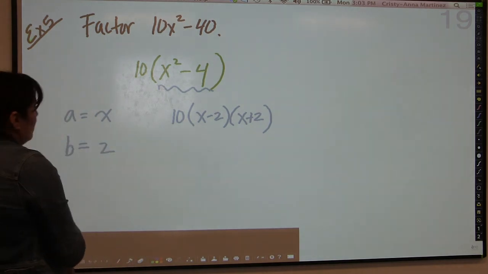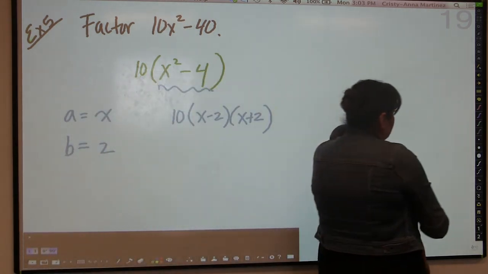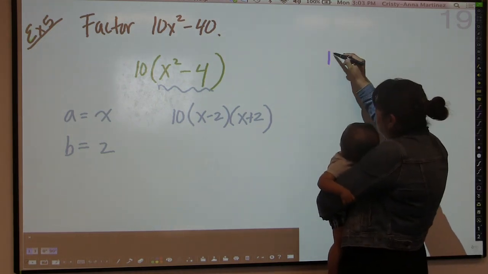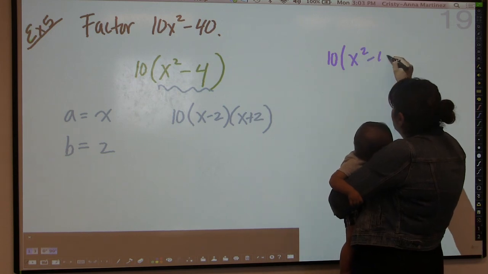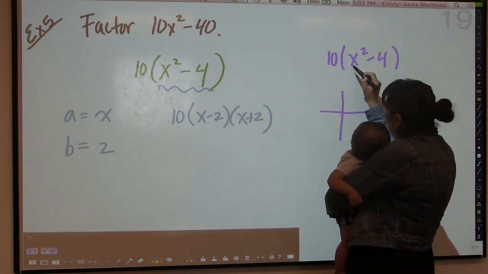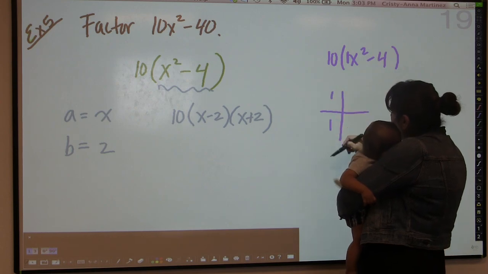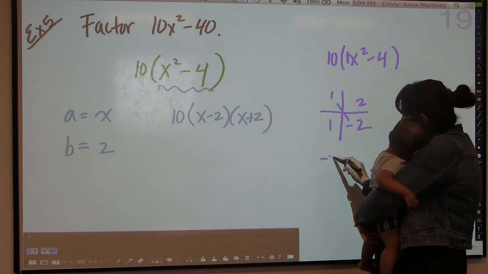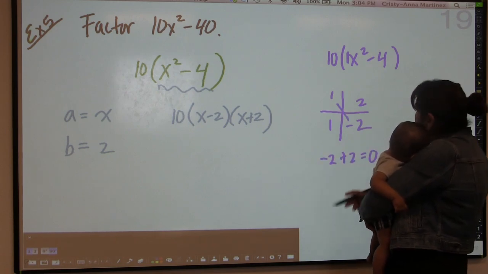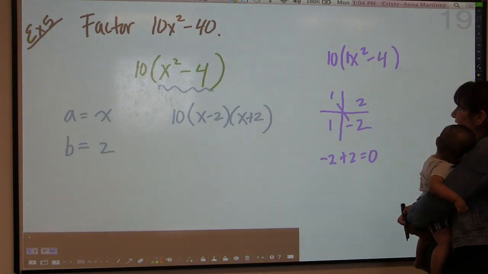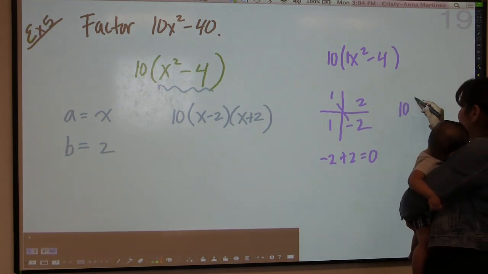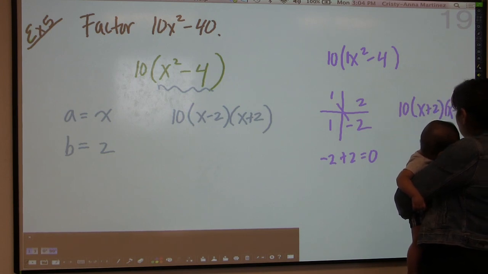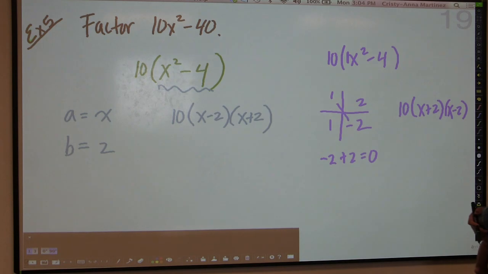And if you want to do it the other way, the same thing I would advise you to do. You still take out the 10, and then when you do this, you're using the 1x squared, so you put 1, 1, and then 2 and 2 for the 4. One of them has to be negative, and you have negative 2 plus 2, which is 0, and it should be 0 because there's no middle term. And so then your factored form would still have the 10 out there, and you'd have x plus 2 and x minus 2, and you'd get the same result as the previous example.